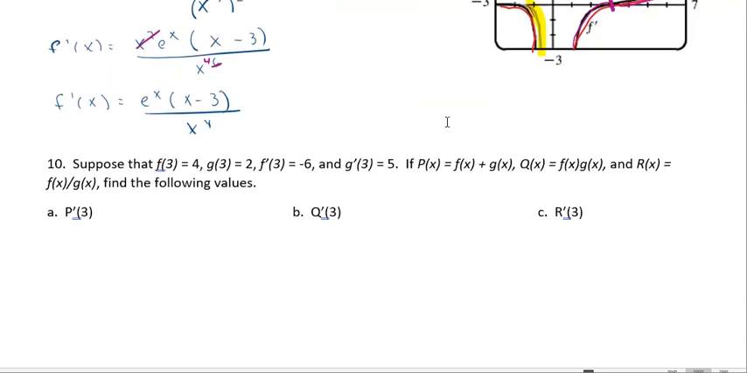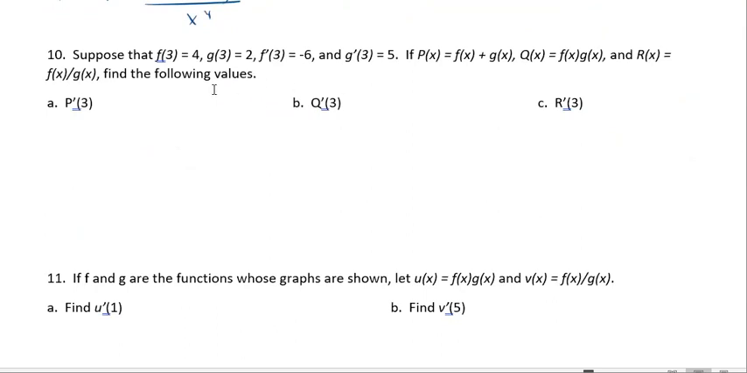Let's look at number 10. Suppose that f of 3 equals 4, g of 3 equals 2, f prime of 3 equals negative 6, and g prime of 3 equals 5. Find the following values. So here we go. Let's look at this very critically.